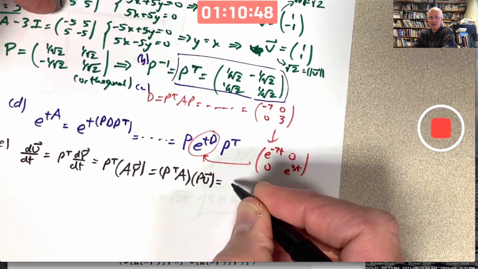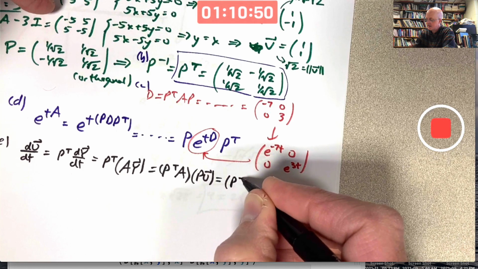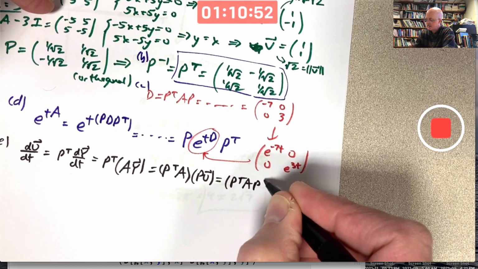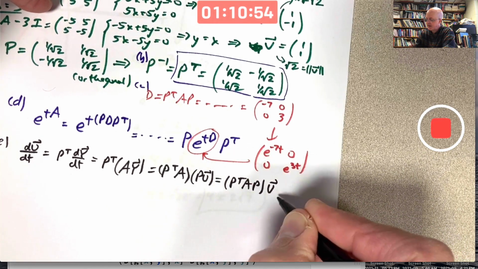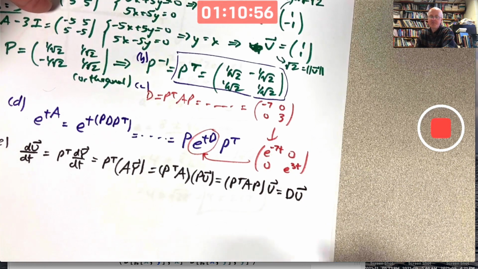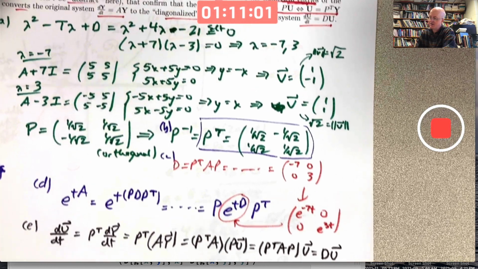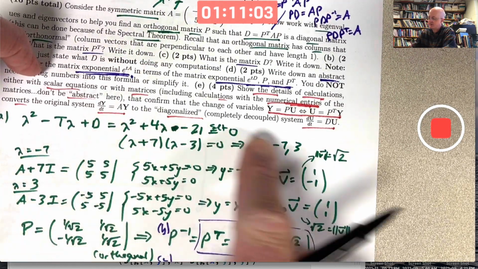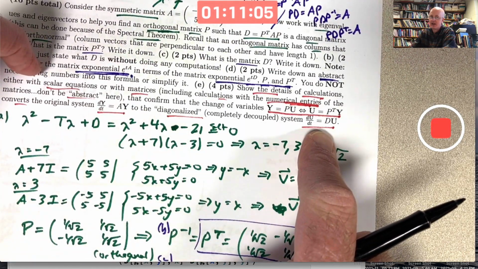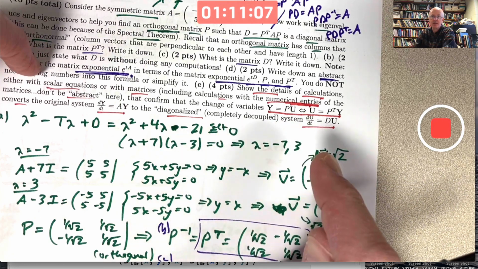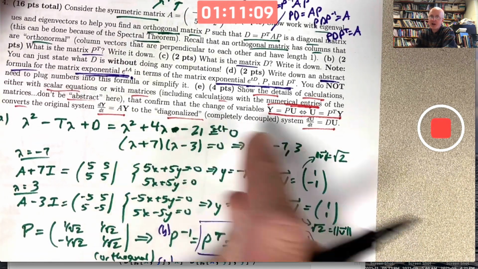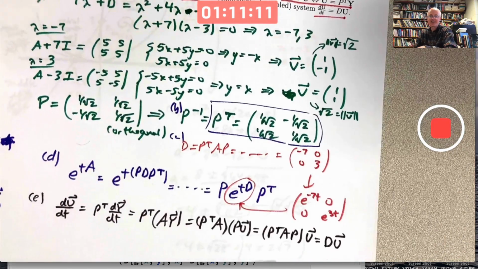And then associative property allows you to write this. And that matrix right there is D. So that is an abstract derivation of the fact that this system gets converted to this system where D is a diagonal matrix, and that means the system is completely decoupled. But that's not the directions. That was worth doing, but it's not directions.